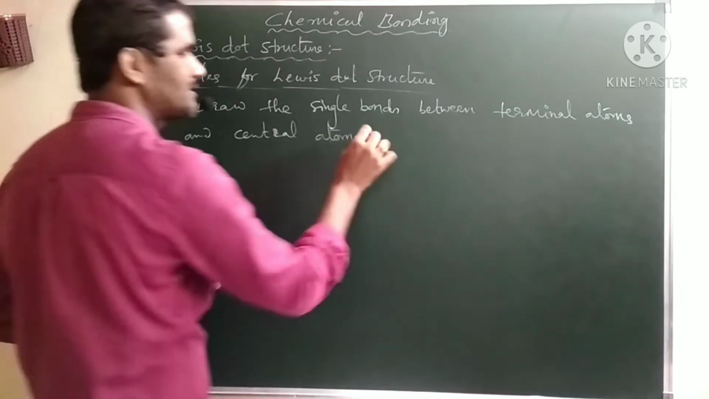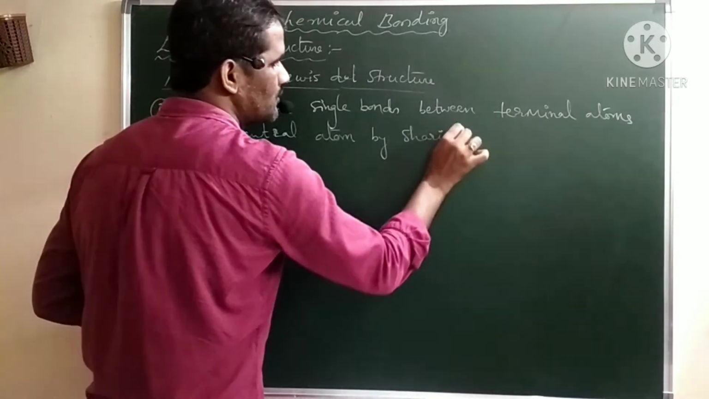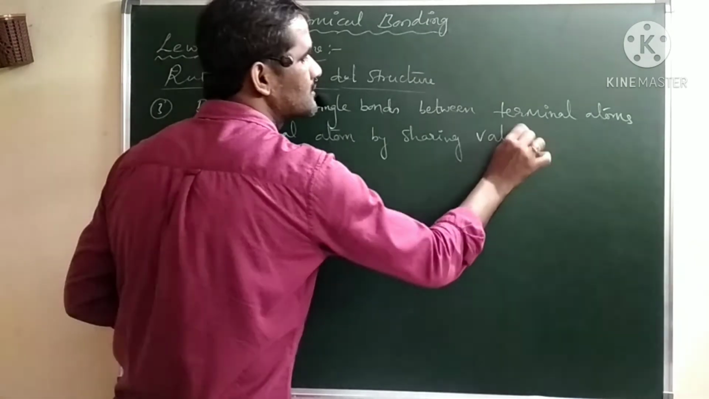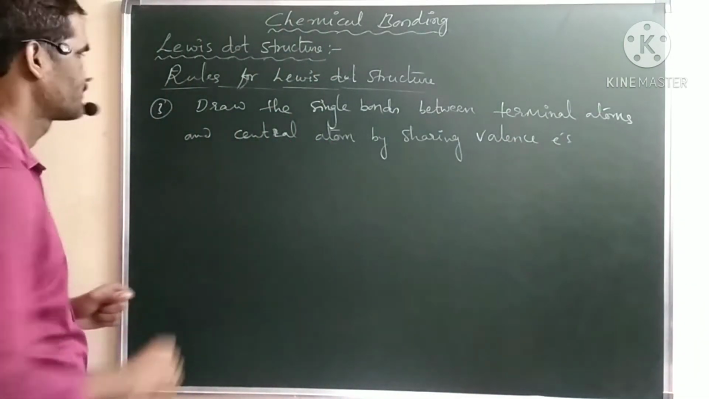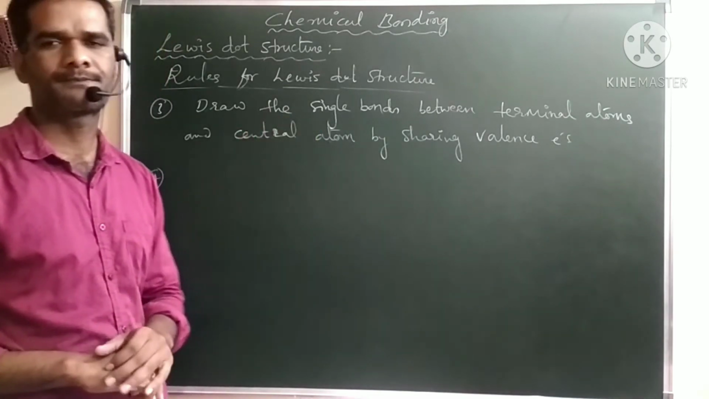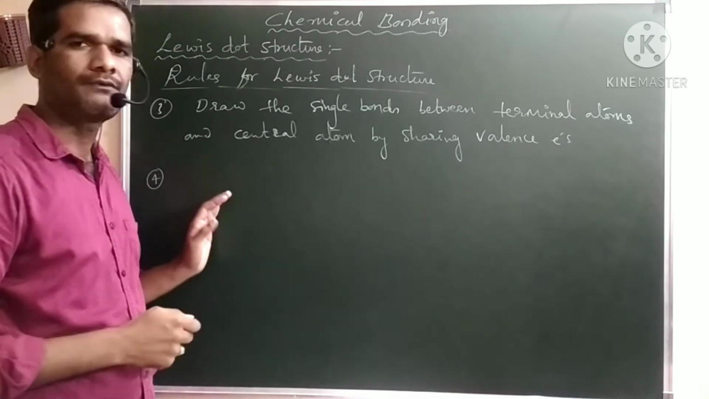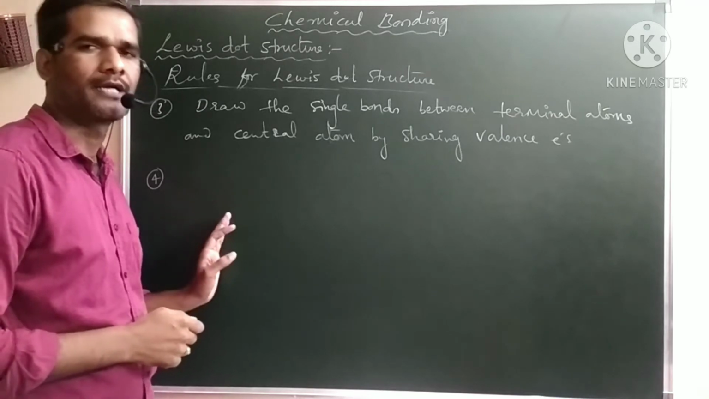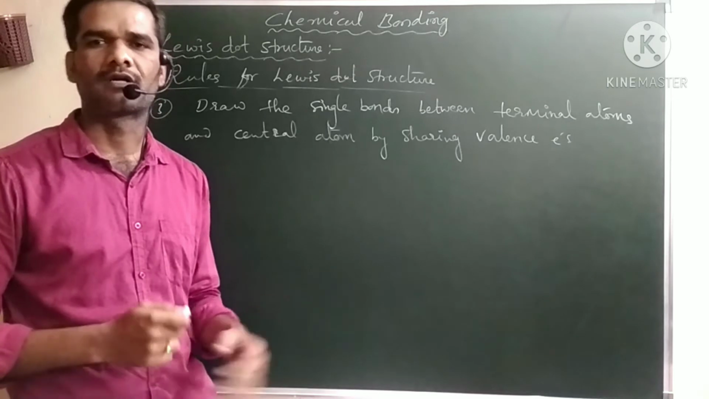By sharing valency electrons. We have to use here the valency electrons by sharing valency electrons. This is the third one. And the fourth one. So after sharing the valency electrons, the atoms may not get the octet. So overall we have to see, after sharing these electrons between the central atom and the terminal atom, we have to check each atom should satisfy the octet.